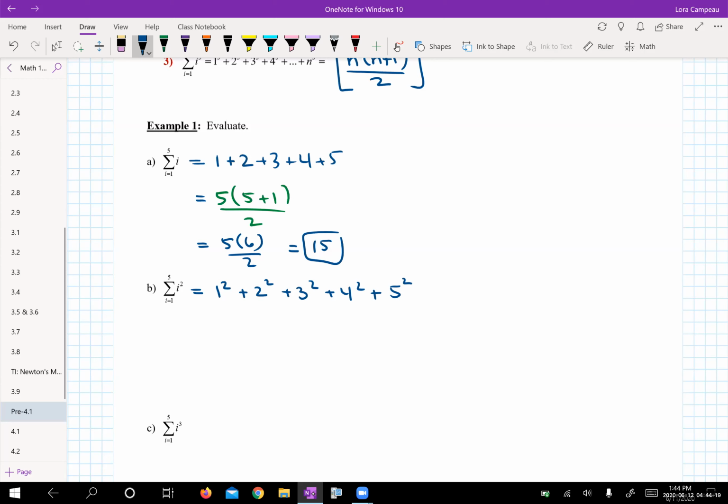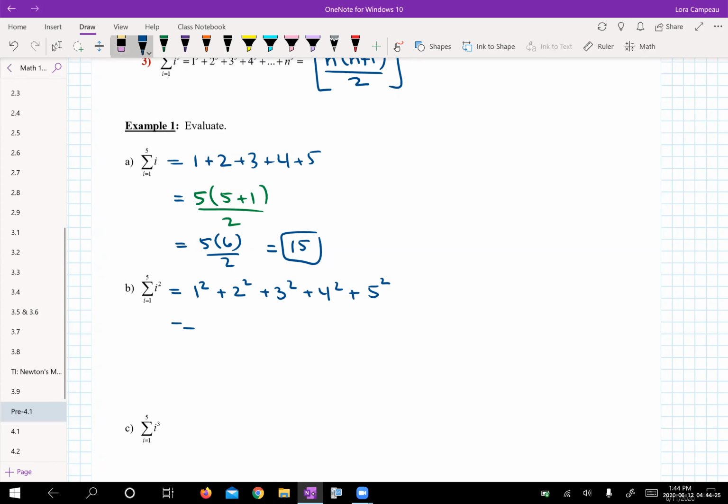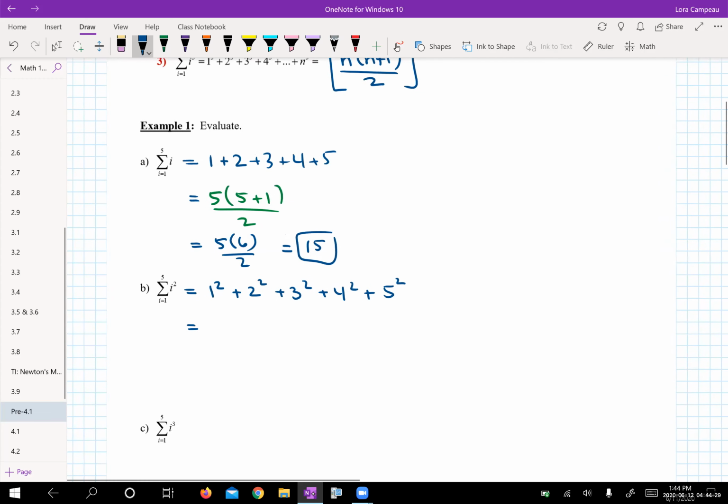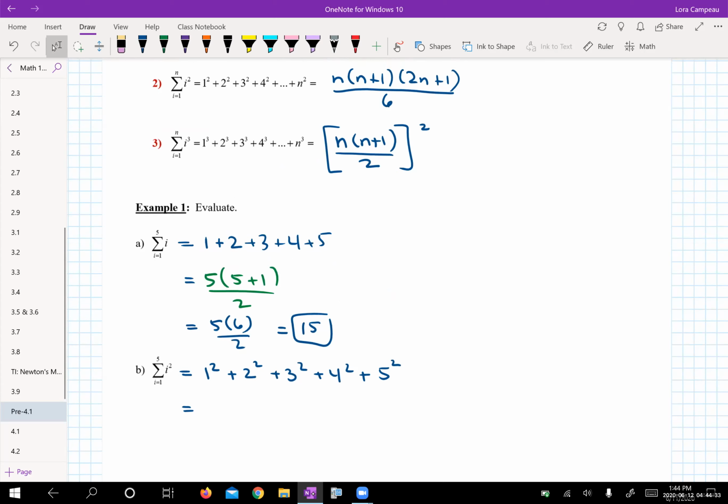This is not horrible to plug into our calculators and find the answer to, but if we don't know where to stop or we have really high numbers, we would really want to utilize this formula. If you want to look back just in case, n is 5, so 5 times 5 plus 1 times 2 times 5 plus 1, all over 6.